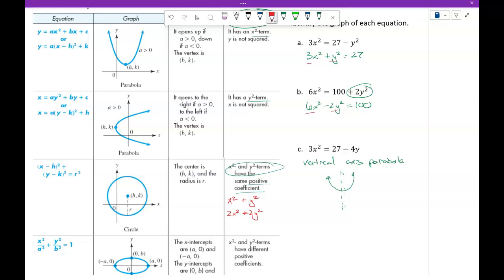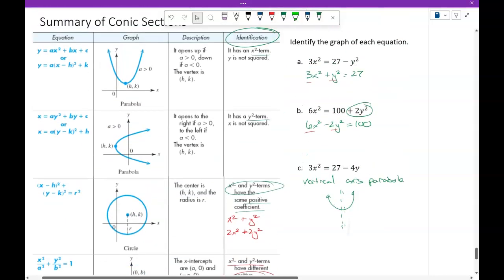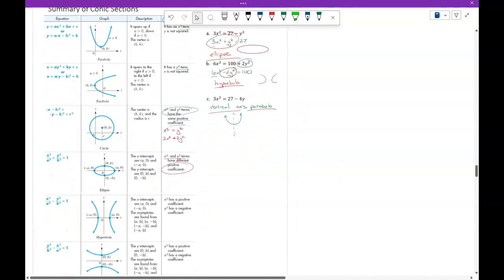Now, ellipses, x and y terms, they can have different coefficients, but they both have to be positive because an ellipse is plus. And so since we're adding here, we know that this has to be an ellipse. However, with the hyperbola, since we're subtracting, we know that we're going to have a hyperbola. And that's how we identify what our conic section is based on the form and the structure of the equation. And that's it for all of our conic sections.